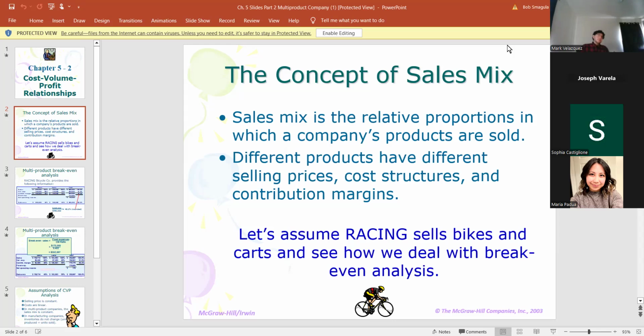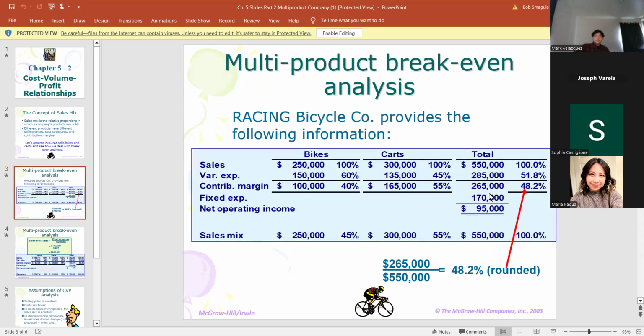Sales mix. Coca-Cola sells regular Coke. They sell this Diet Coke stuff that I drink too much. They sell an orange flavor, a Coke Zero. That's a mix. Maybe they all have different prices with different profit margins. We want to know how to handle that type of thing. Different products, different prices, costs, margins. This company that we're working with, they sell bikes and carts. How do we deal with it?